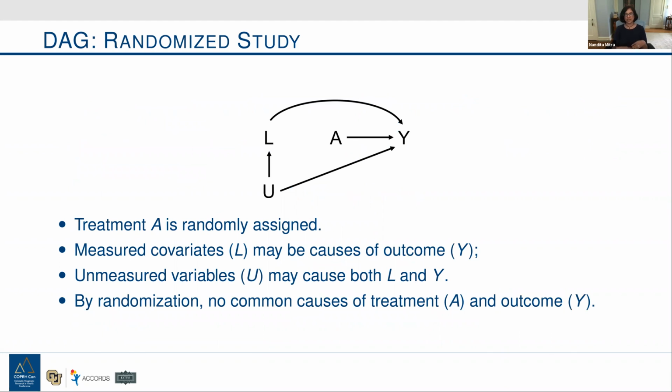So briefly, using DAGs, or directed acyclic graphs, we can see that here A is the treatment. In a randomized trial, since A is randomized, it's not associated with any covariates or variables, whether they're measured or not. And so we could directly estimate the effect of A on Y, or in other words, we can estimate the causal effect of A on Y in a randomized study.